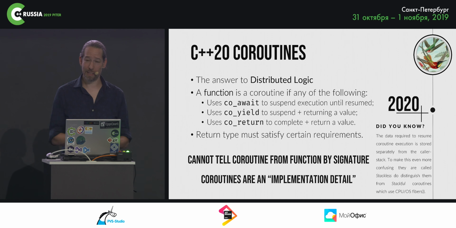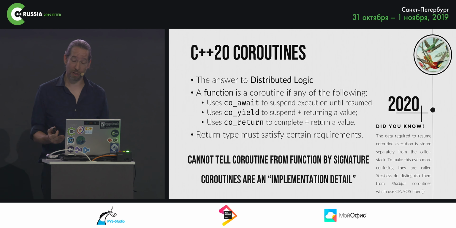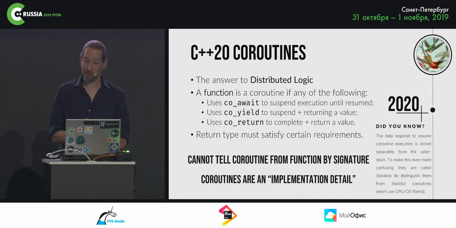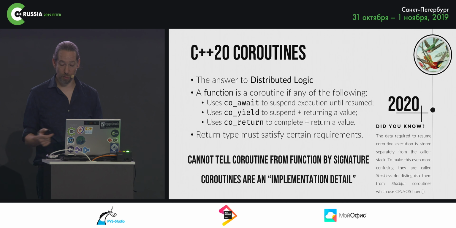They are, as I explained, the answer to distributed logic, and I'll show you why in a minute. A C++20 function is a coroutine if the body of the function uses one of three keywords: the co_await operator to suspend execution until it's resumed, the co_yield keyword, or the co_return keyword to complete execution.